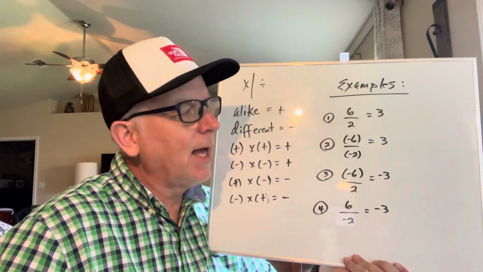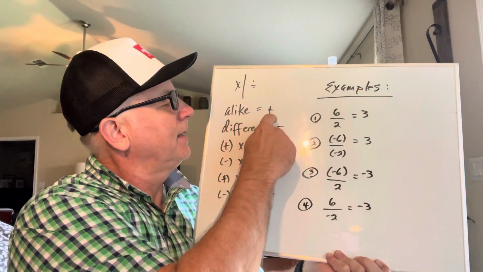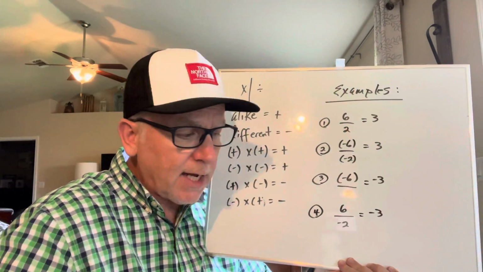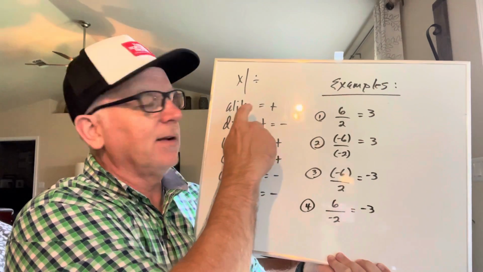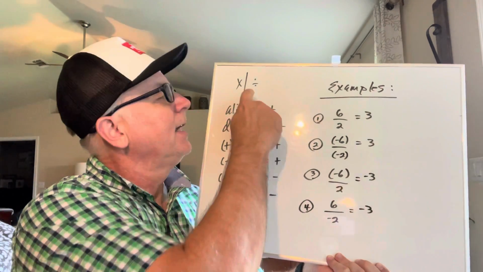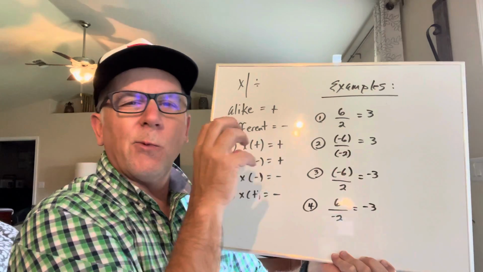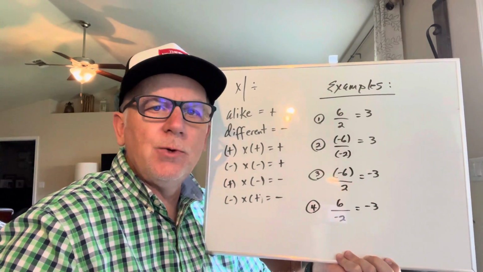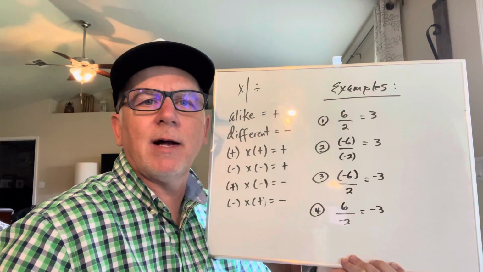If that's the case, I would recommend writing this at the top of your paper for multiplication and division. As soon as you get your test, jot this down. If they're alike, it's positive. If they're different, it's negative. And that's for multiplication and division. Write that at the top of your paper. And then do the multiplication and division problems all first.